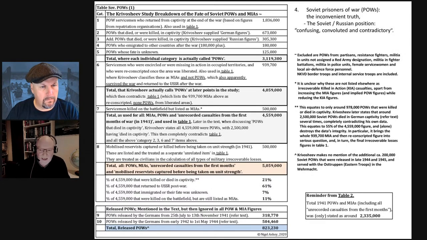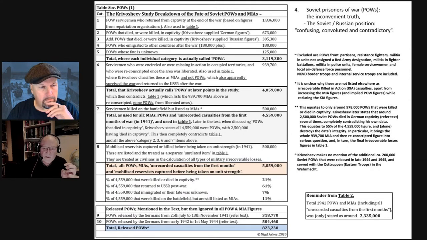So basically, the first five items on this table, straight out of Krivosheev table one, are the number that were repatriated, which is obviously from Russian sources, then the POWs that died, those that were killed in captivity, and so on. The ones who immigrated are ones that the Soviets said immigrated, but of course, whether they immigrated or just didn't want to go back to Russia because they'd be killed is another discussion, and is up for debate. And then they've just plunked in POWs whose fate is unknown, 125.